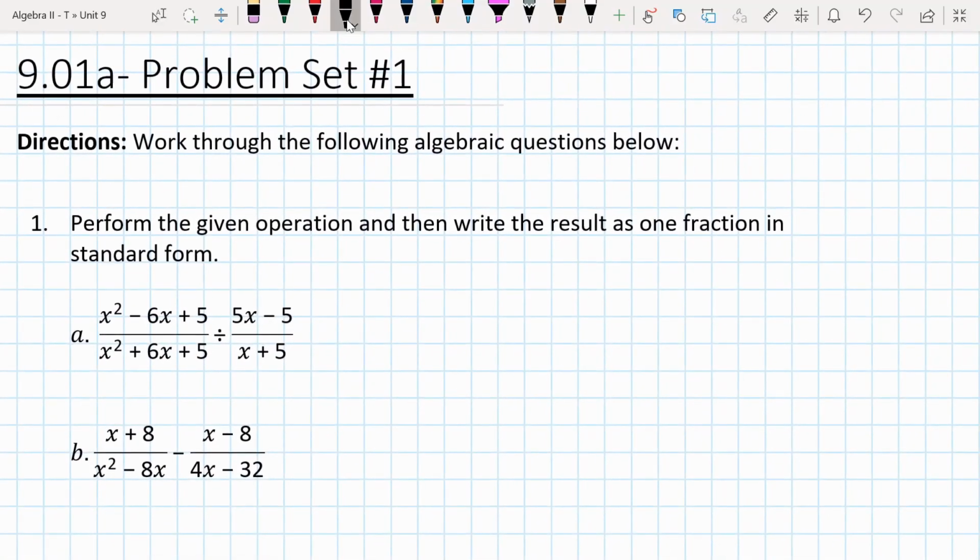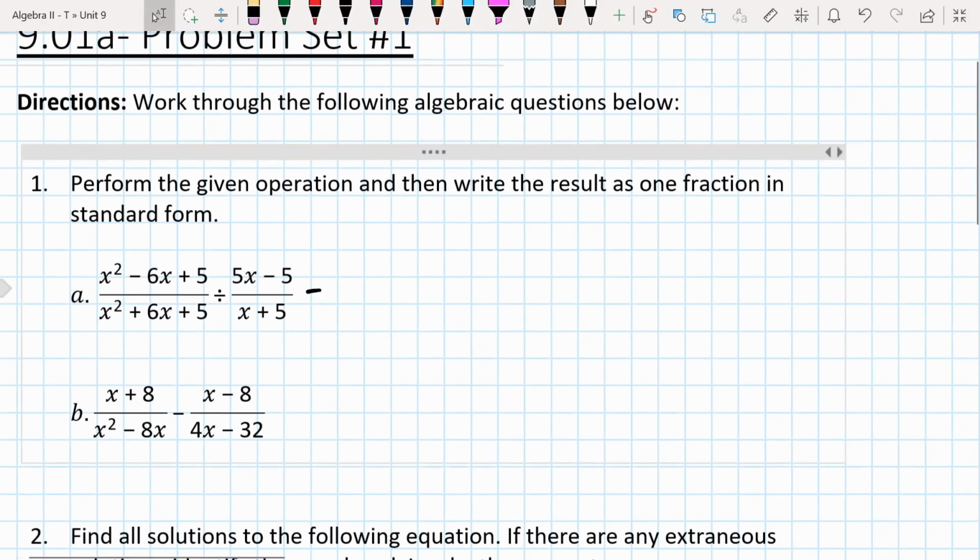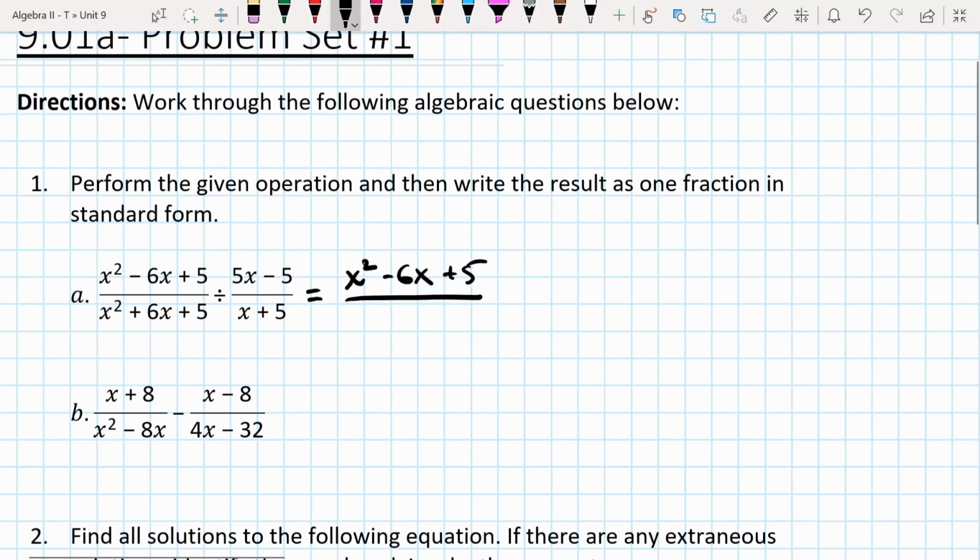So to start problem set 1 off, we're going to go through some operations with rational expressions. I'm going to go through a division and subtraction question. Division is very similar to multiplication, and then subtraction is very similar to addition, if you guys remember from Unit 3. So when we're dividing two rational expressions, the first thing we want to do is keep the first expression the same, but multiply by the reciprocal of the second expression.